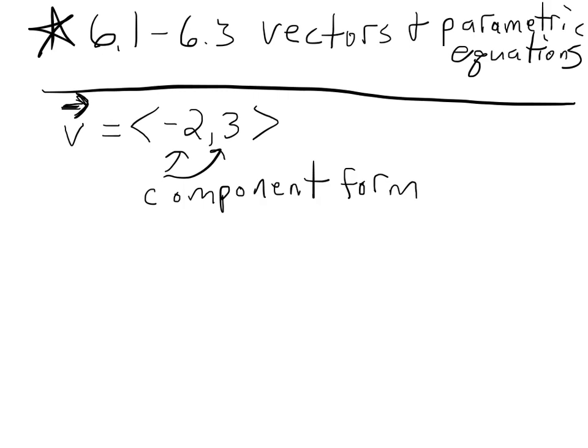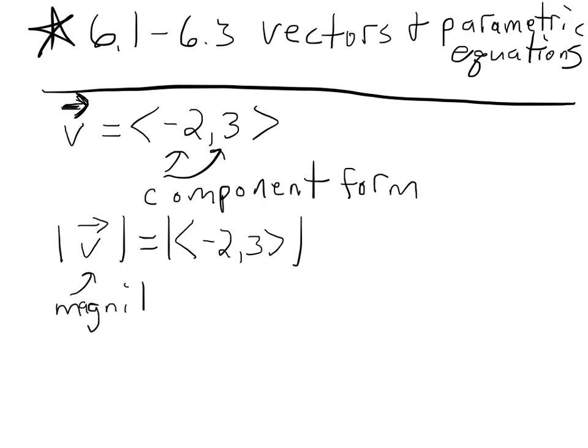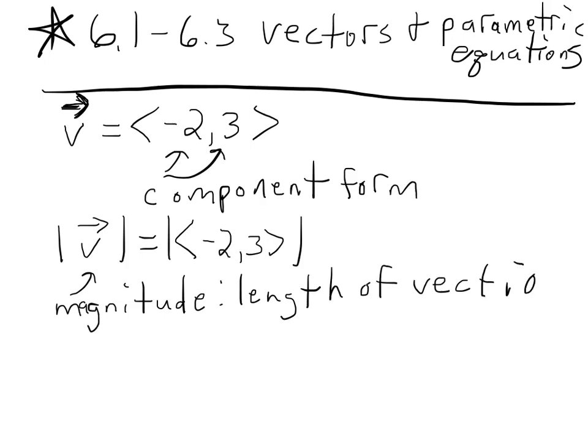Some of the jargon here is that a vector is a quantity with magnitude and direction. The magnitude of vector v, represented as just the absolute value of the vector, does not just mean that I turn the components positive. It means that I find the length of the vector. So the magnitude is the length of the vector. I'm spelling vector wrong here, so let me change that. Great.